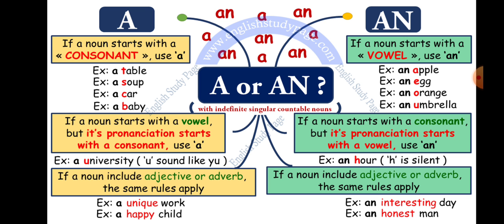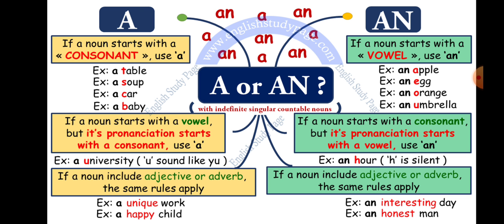Now the second function is that if a noun starts with a vowel but its pronunciation starts with a consonant, use a. Like a university, u sounds like yu. A one-eyed monster, o is there, but o here sounds like w, right? So here it is the sound of a consonant, so we will use a.